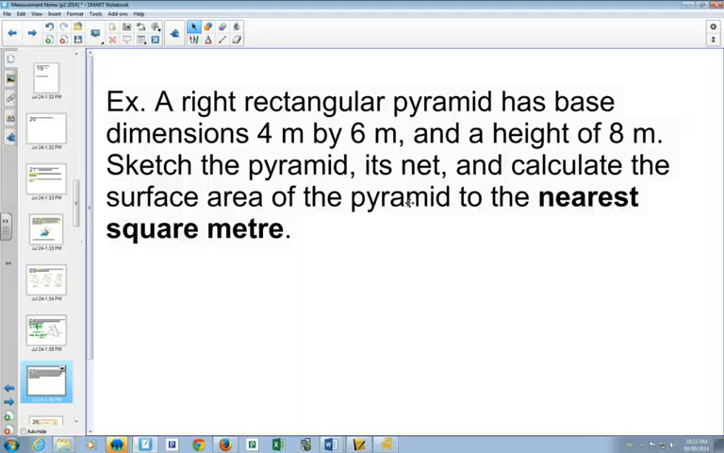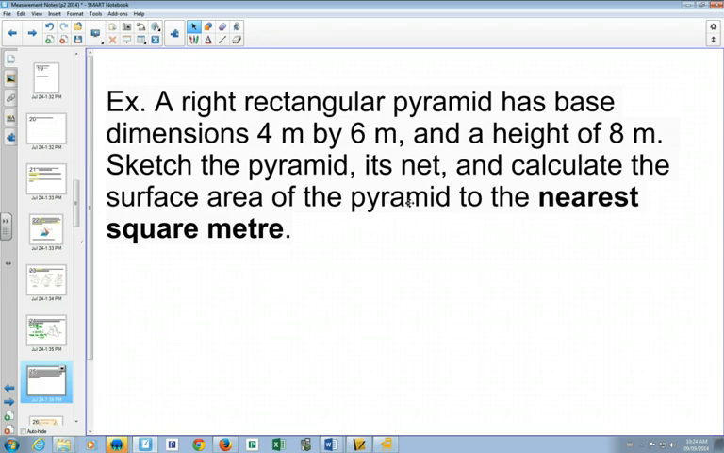So what we have in this question is a rectangular pyramid with a base that's a rectangle, 4 by 6, and it has a height of 8. Now this just says height, so that's from the center straight up. That's not the slant height.